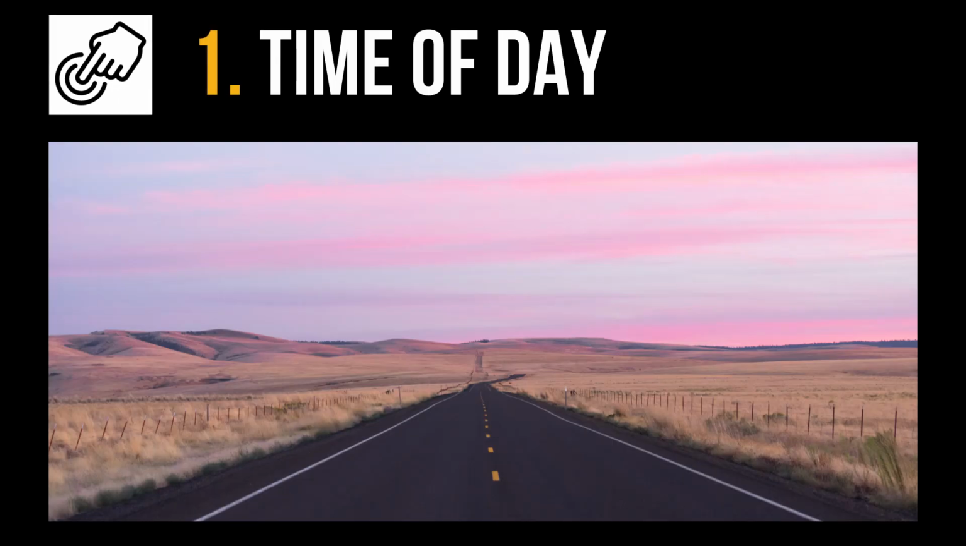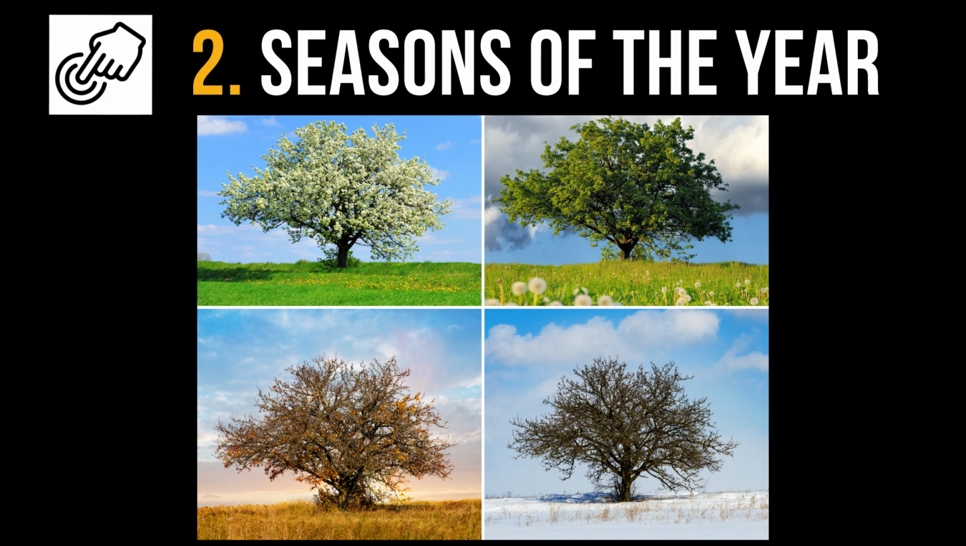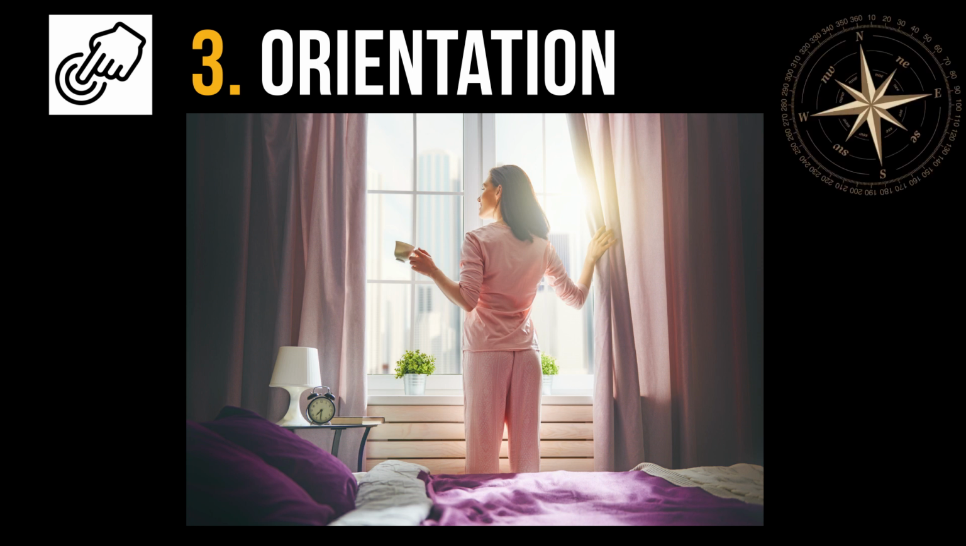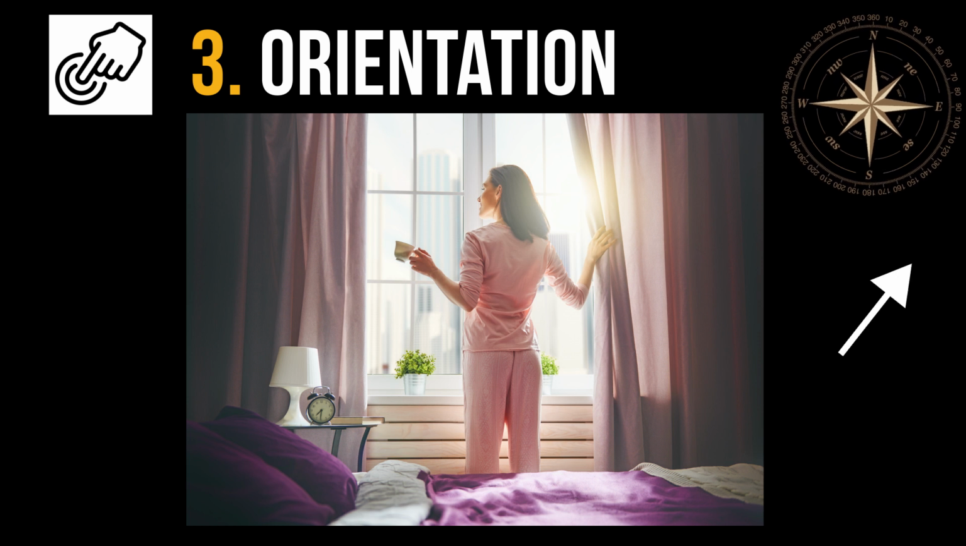Here are 5 things that can drastically affect your color in a room. The time of day. At dawn, it will be pink. Midday, it will be blue. Evening, purple-red. The seasons of the year. How the house is sited or orientated. In other words, what direction does the room face? The direction you face, north, south, east, or west.